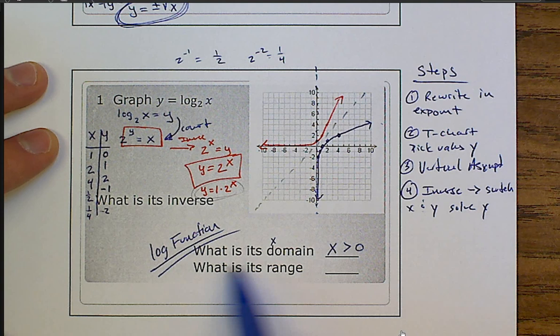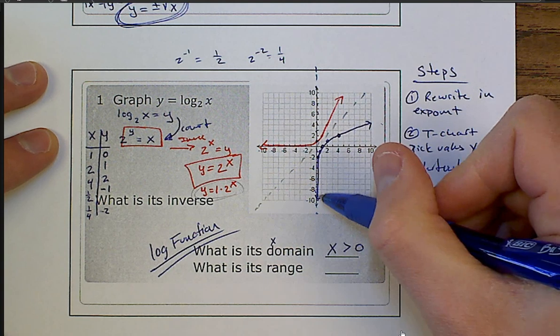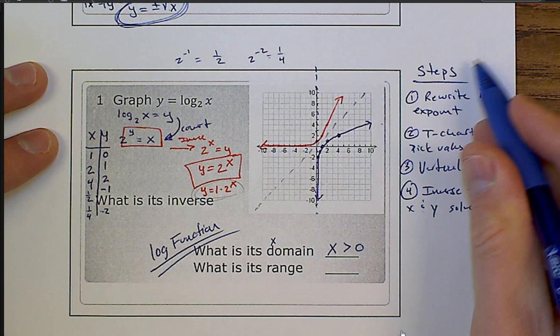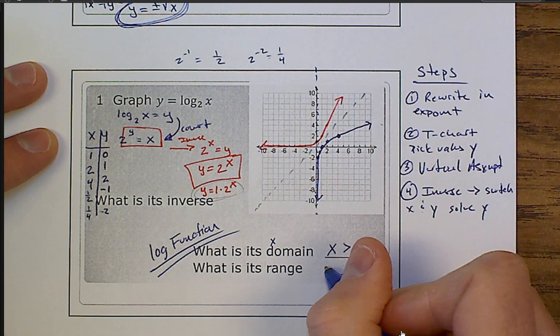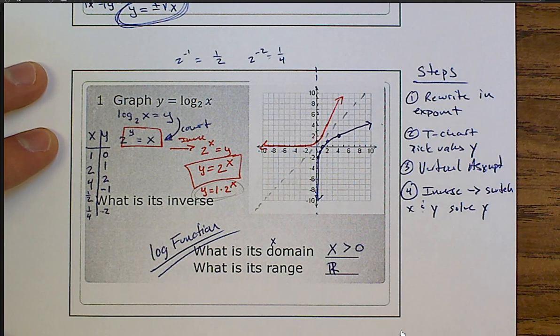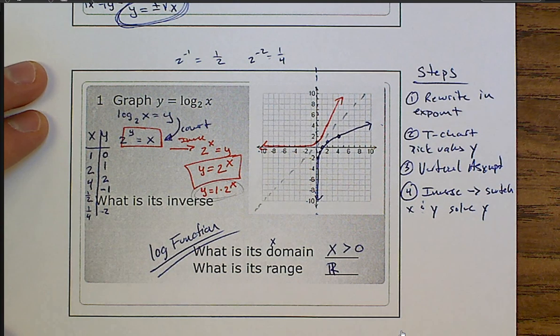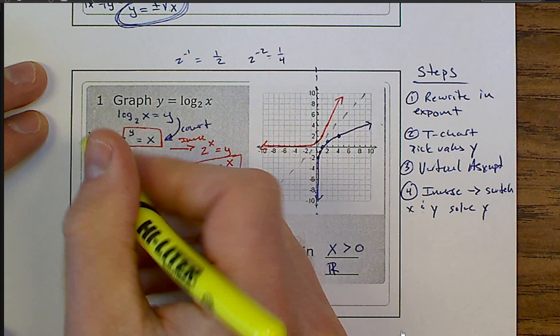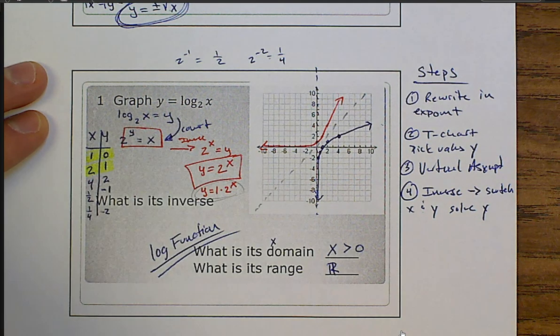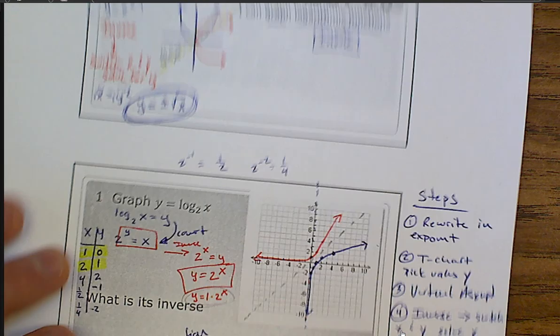Your range, is this blue graph going to go up and down forever? The answer is yes. It's going to track up and to the right and down forever, so your y values will be all real numbers. Okay? Now, I'm going to come back to this in a minute, but we're going to focus on these two ordered pairs there, and we're going to try the next one on the next page.